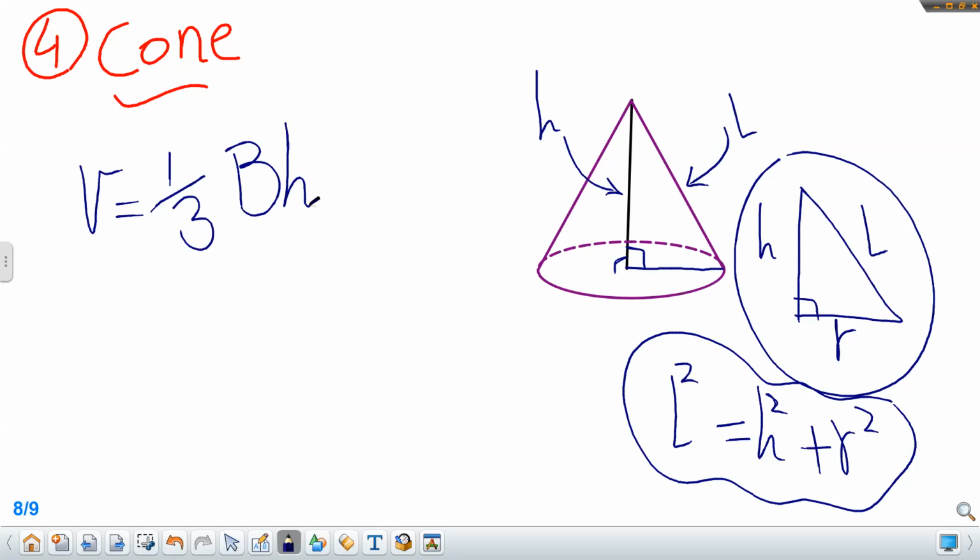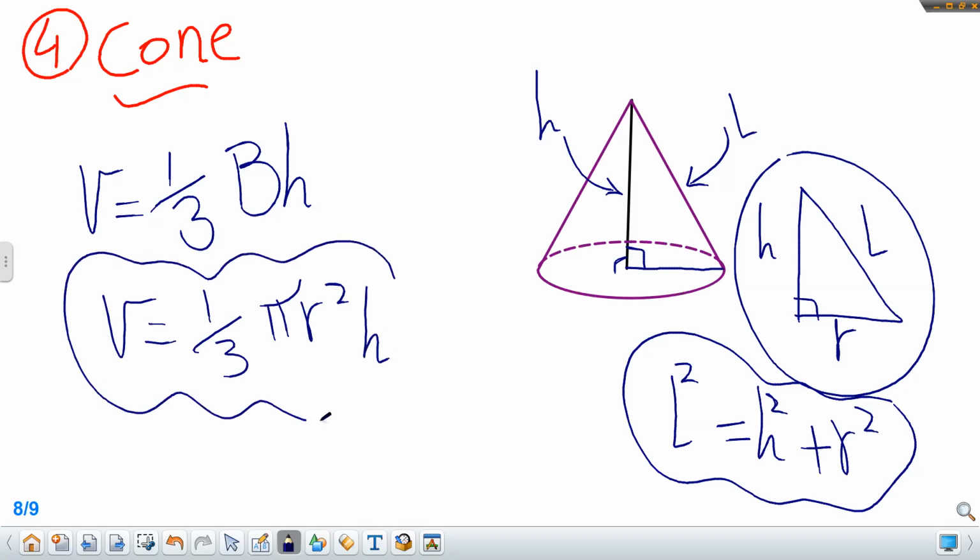The base of the cone must be a circle. But the base of the pyramid may be a triangle, maybe a square, maybe a pentagon, maybe any figure. So here we can say volume of the cone is 1 over 3 pi r square, which is the base area, the area of the circle, times height. So finally, volume of the cone is 1 over 3 pi r square height.